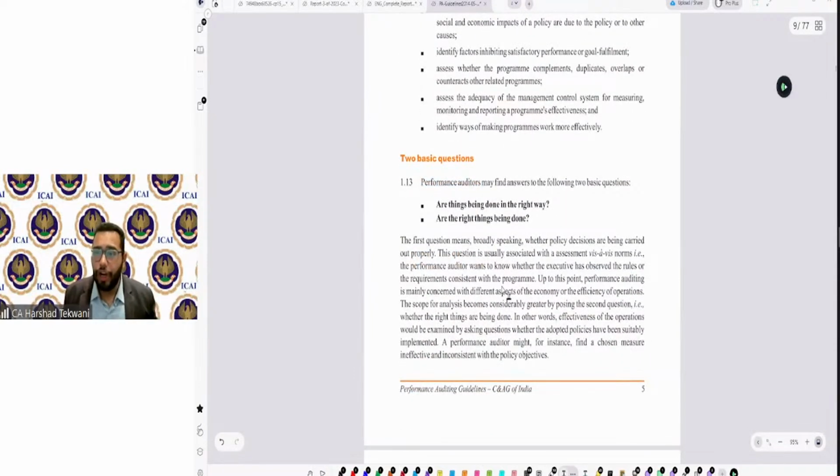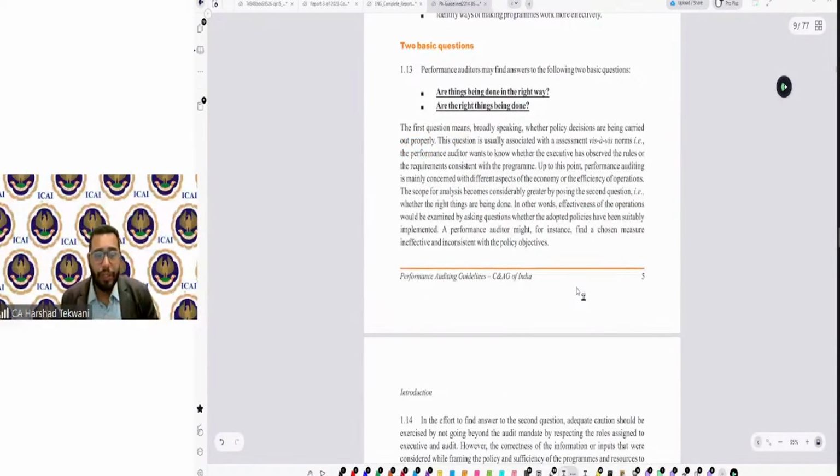So basically, in a performance audit, you focus on two things. Are things done in the right way? Are the right things being done or not? If you answer these two questions for any project, activity, or program, you are doing performance audit. Are things being done in the right way, whatever way is there as per the subject matter? And number two, are the things done right in their context? These two things are very important in performance audit.